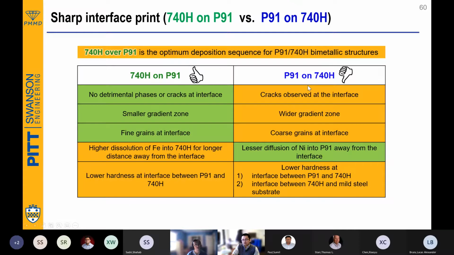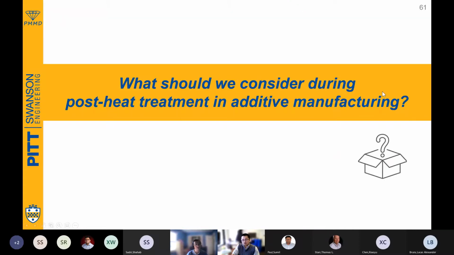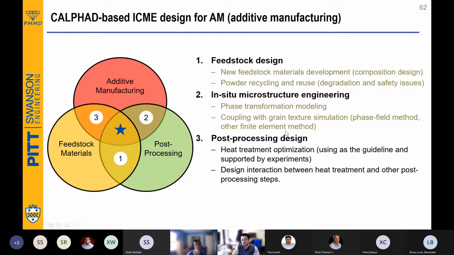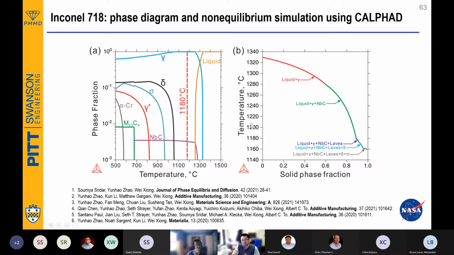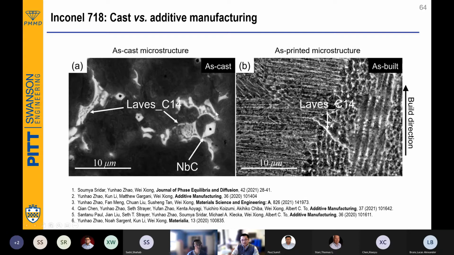Okay. So what should we consider further at the next level, with the post-heat treatment? Post-heat treatment is very interesting. I will take a very short example. We have Inconel 718. We did quite a lot with NASA funding. We still continue publishing because there are really a lot of results. One case study I show here is a comparison between cast and additive manufacturing examples.